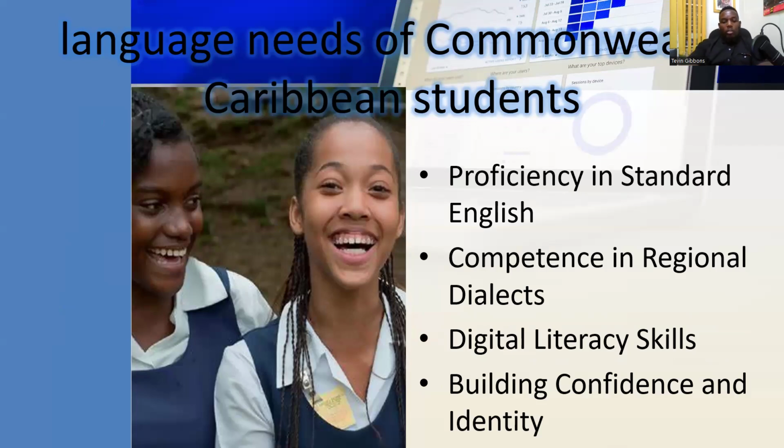Commonwealth Caribbean students face a unique set of language needs due to the region's rich linguistic landscape. Here are the key needs. Proficiency in Standard English. Caribbean Standard English is the language of instruction and essential for academic achievement across subjects. Many universities require proficiency in Standard English for admission, but it is widely accepted that the requirement is the Caribbean standard in the country that you are at.